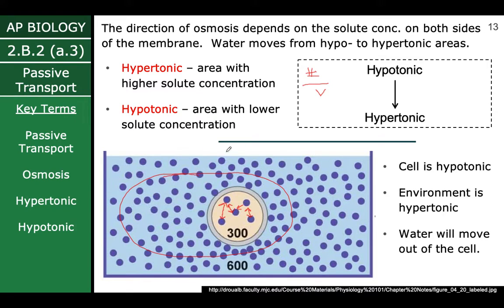The area that has a lower concentration of solutes is called hypotonic, and the area that has a higher concentration of solutes is called hypertonic. If you are really squished in there and all of these particles are bouncing into each other like crazy, like this outside situation, we would call that hypertonic. If something is hypertonic, it has a higher solute concentration, which means there also has to be something in the system that is hypotonic. It's kind of like light and dark.